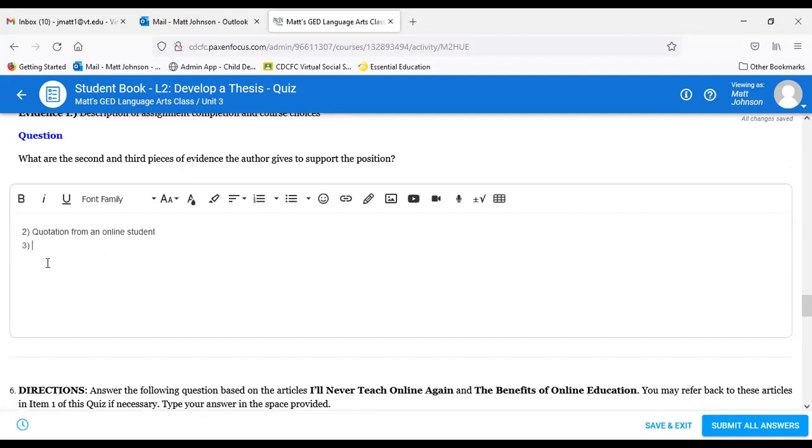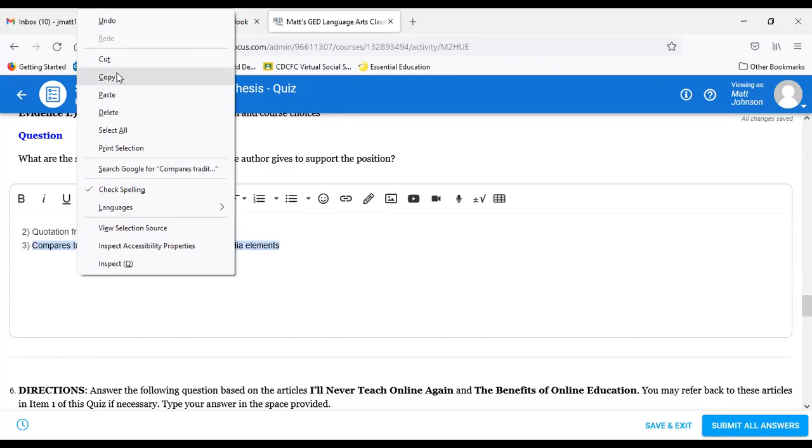5. Compares traditional lectures with new online multimedia elements. Okay. Copy there. Paste here.